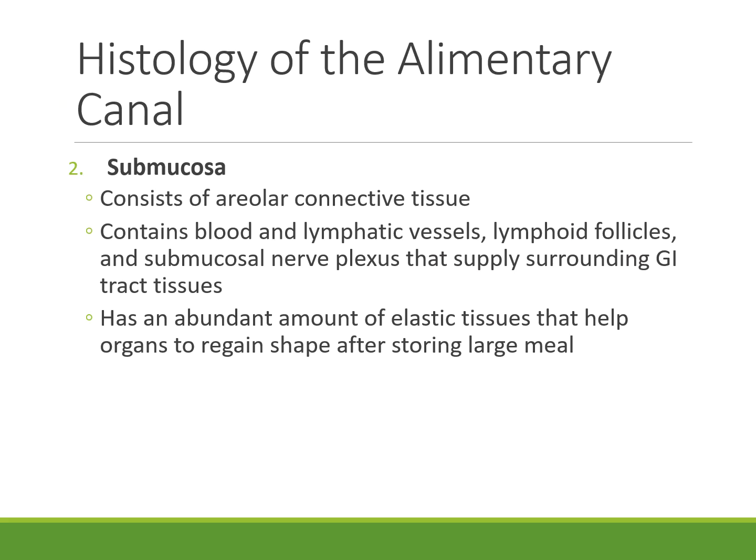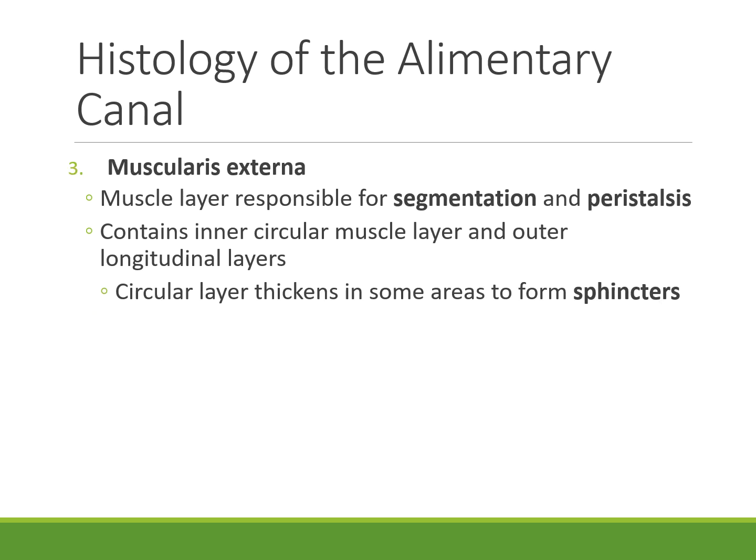The submucosa is areolar connective tissue. It contains blood and lymphatic vessels. It has lymphoid follicles, and this layer has the first of 2 plexuses. This one's called the submucosal nerve plexus, and it helps to supply the surrounding GI tract tissues. It has a lot of elastic tissue in it that helps the organ to get its shape back after storing large meals.